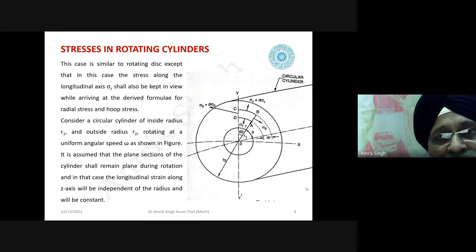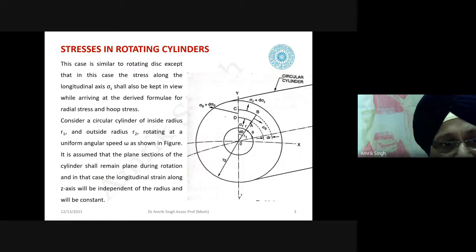So first, the stresses in the long cylinder. As you see, this is a cross section of the cylinder, and this is the length. In order to calculate the stresses in long cylinders, the case is similar to the rotating disk which we have discussed previously. However, a longitudinal stress, that is sigma z, will also be there while deriving the formulae for radial stress and hoop stress. So let us consider a circular cylinder.